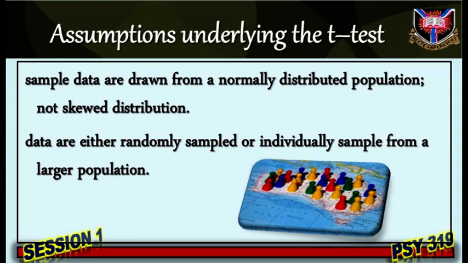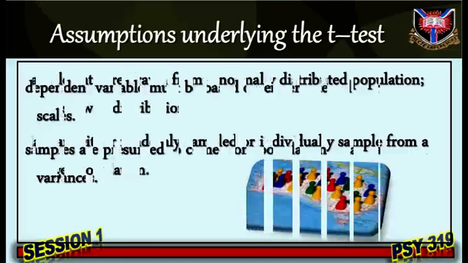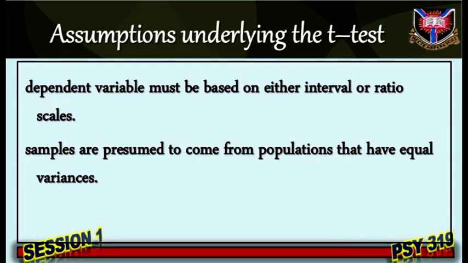Assumptions underlying the t-test. A. The sample data are drawn from a normally distributed population, not a skewed distribution. B. The data are either randomly sampled or individually sampled from a larger population. C. The dependent variable must be based on either interval or ratio scales. D. The samples are presumed to come from populations that have equal variances.